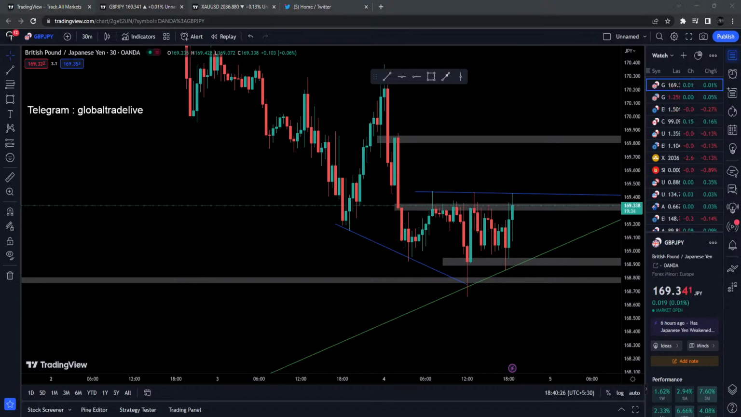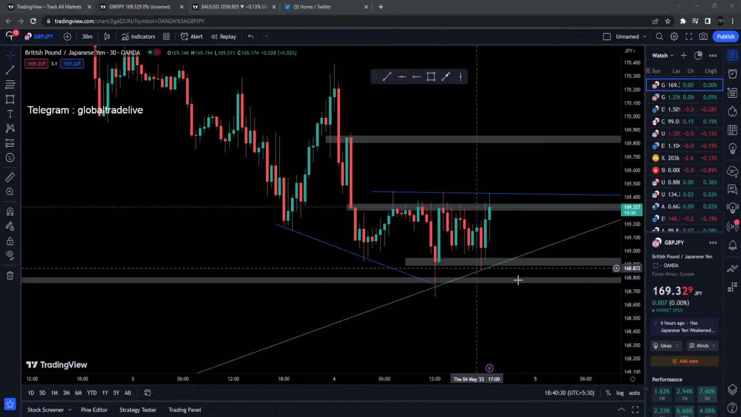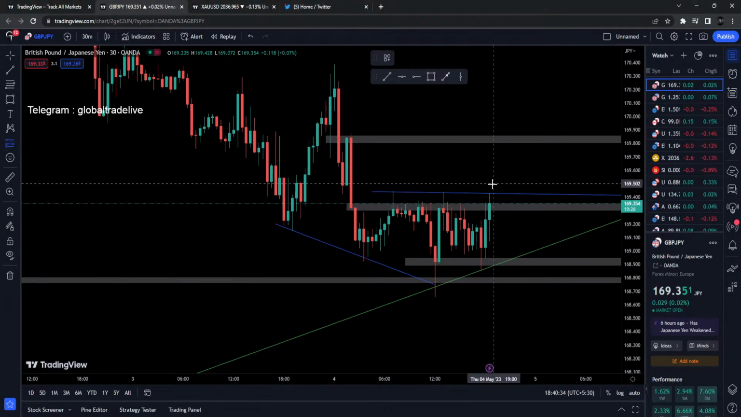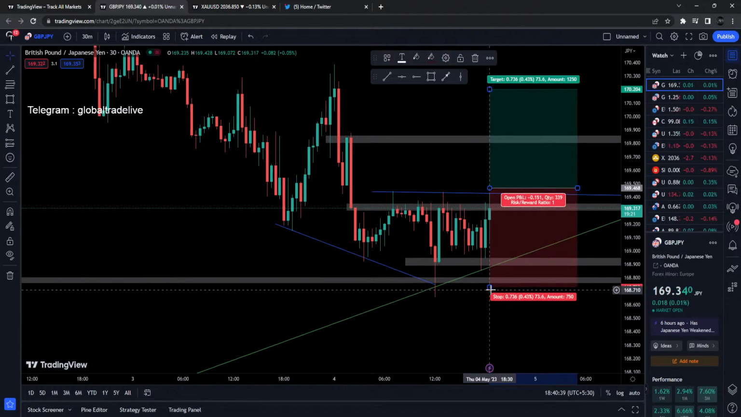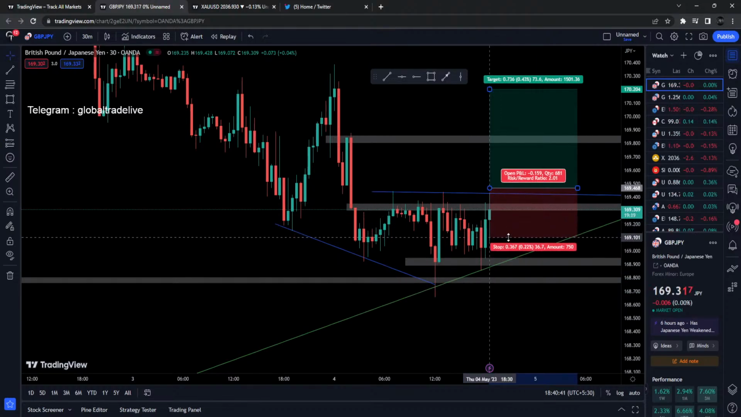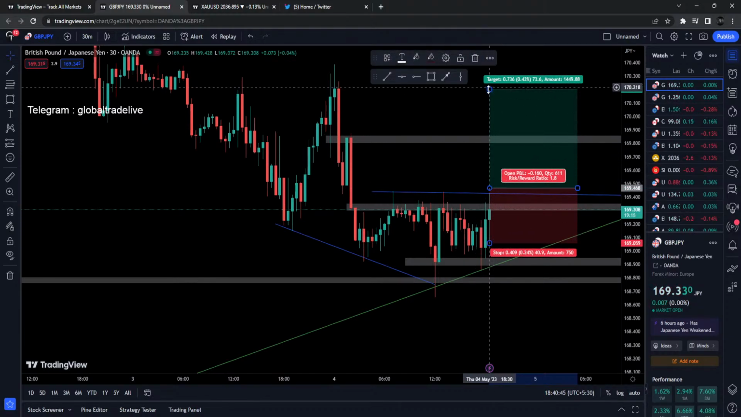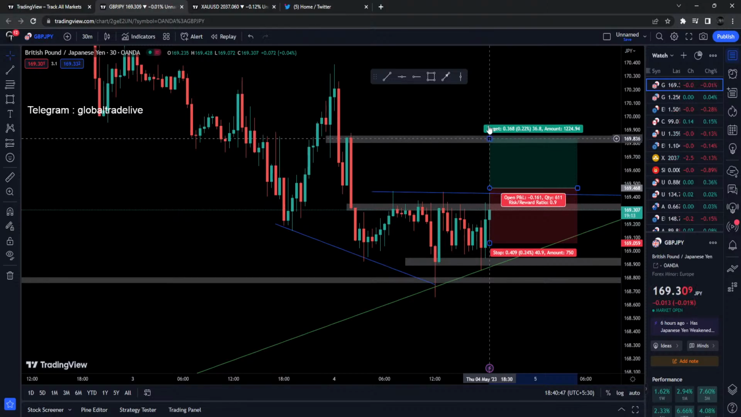So I'm ready with the terminal over here. Let's see if we can grab this one. Buy idea will be executed somewhere over here, and my stops will be below the current candle low, and target will be up over here.